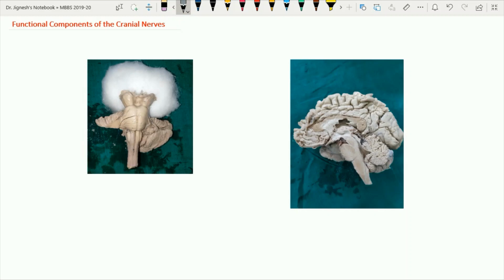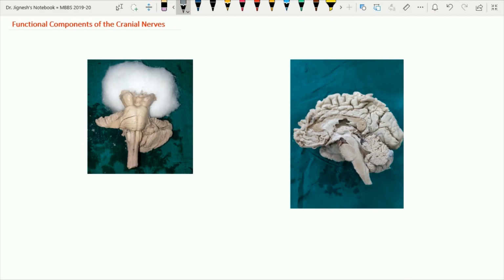Hello all, let's learn regarding the functional component of the cranial nerves. After the completion of this lecture, you will be able to understand what the functional component is, which nuclei of the cranial nerves are present within the brain stem, and which nuclei supply which structure of the head and neck, which you have already learned in head and neck, but we are going to compile all these things and try to understand the functional component.